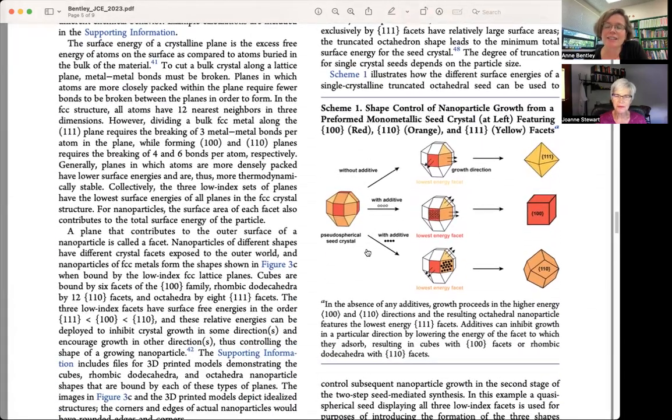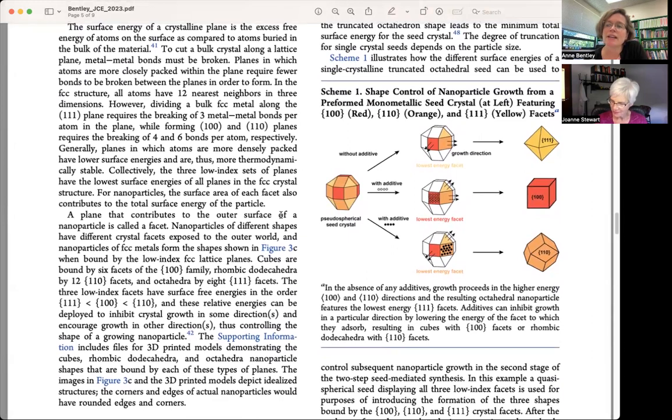And finally, this image here, scheme 1, shows how additives can be used to alter the relative order of energies of the different facets. So in any case, the lowest energy facet is the slowest growing of all the facets, but if you can alter and adjust the relative energies, you can control what the shape of the particle is. And that's just one way that shape can be controlled in nanoparticles, but it's very classic, and a nice way to bring in some of these topics.